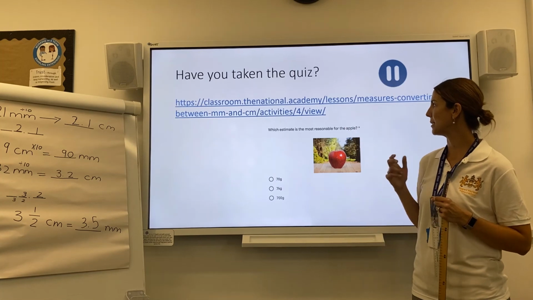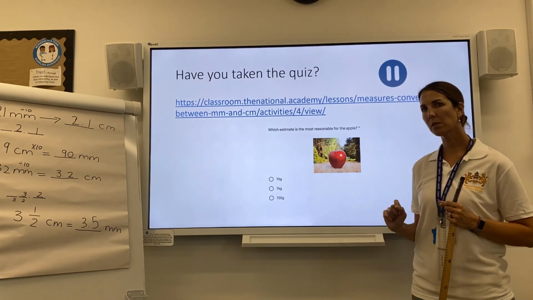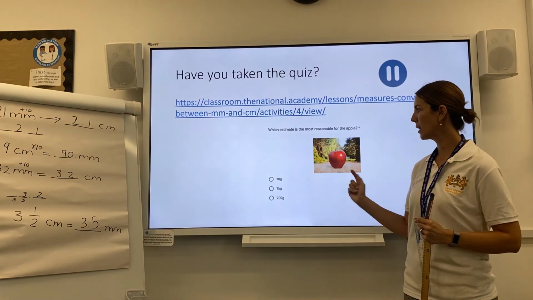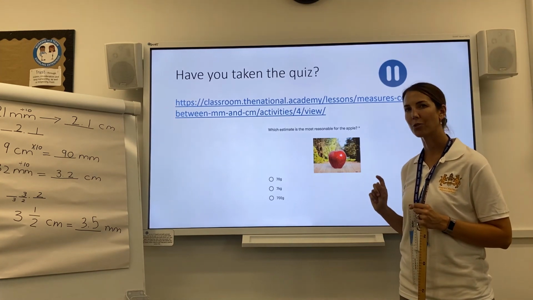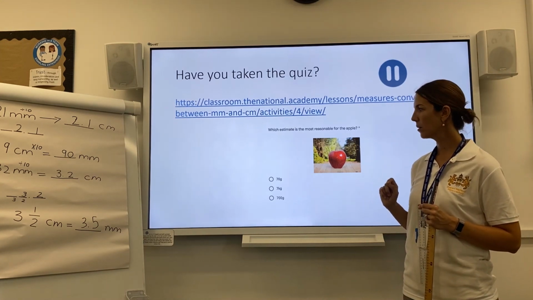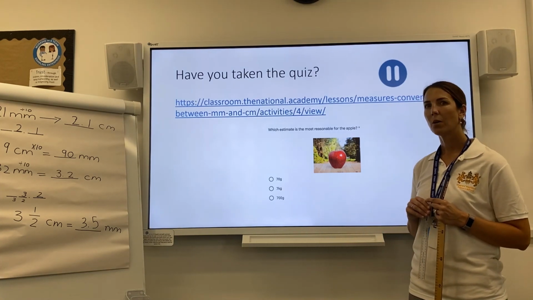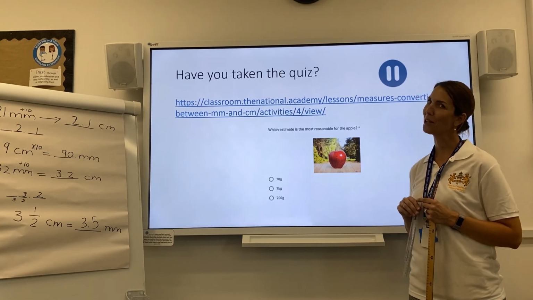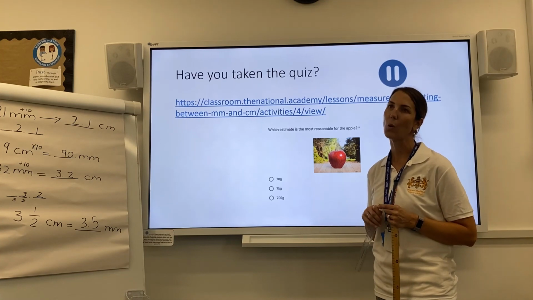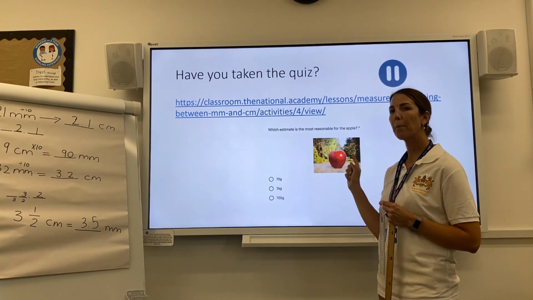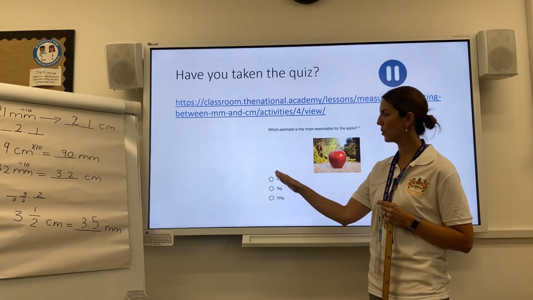So which is the most reasonable for this particular apple? Would this apple weigh 70 grams? Would this apple weigh 7 kilograms? Or would this apple weigh 700 grams? Have a think. 7 kilograms might be a little bit too much. We also said about the bar of chocolate. Can any one of you remember what we guessed the bar of chocolate would weigh? You're correct, 400 grams. So what is the apple closest? Is it closer to this one or is it closer to that one?